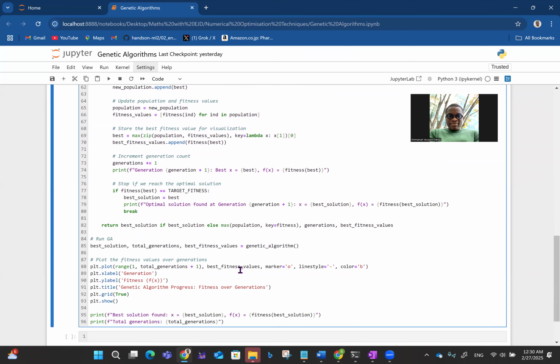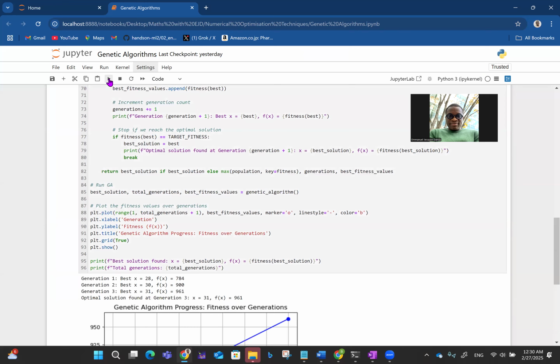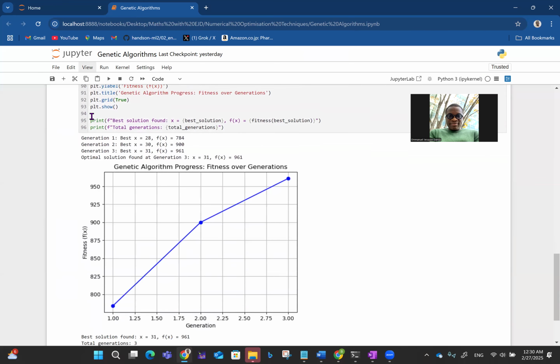At the end of the day, if you run it, you get the best solution, the total generations, and best fitness values for the genetic algorithm. And then you have a bit of visualization here. So if I run this, see what we get. Okay, you see, generation 1, the best is 28, which leads to 784. Then if you go to generation 2, the best in generation 2 was 30. So you can be sure that in each generation you get something better than the previous one. And that makes sense too, right? In the case of reproduction, you discover that children are most likely more beautiful than their parents, and their parents are more beautiful than their grandparents, and things like that.